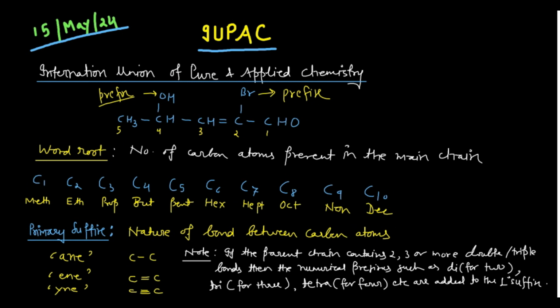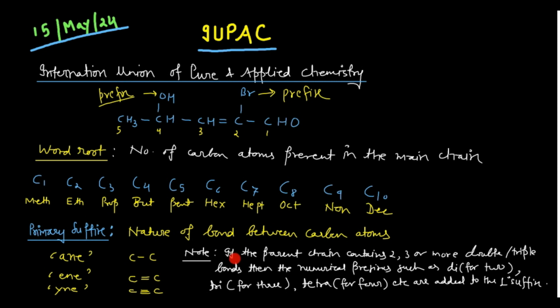And when you have different kinds of bonds, single, double and triple, you have to give different names to these primary suffixes. If you have all carbon single bond carbon in your compound, then your primary suffix would be ane, A-N-E. If you have carbon double bond carbon, then you will use ene. And if you have carbon triple bond carbon in the main chain, then you will use yne. So this is your alkane, this is your alkene, and this is your alkyne. So remember, if you find all single bonds, it would be ane. If any 2 carbons have a double bond, you use ene, and if carbons have a triple bond between them, you use yne.